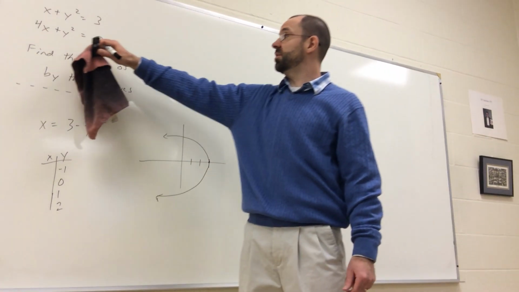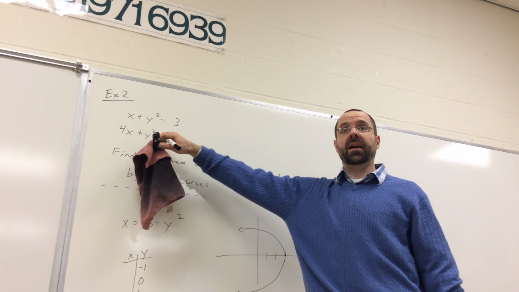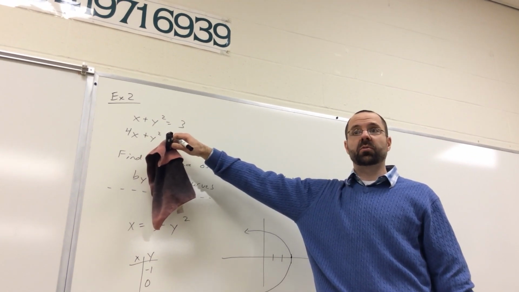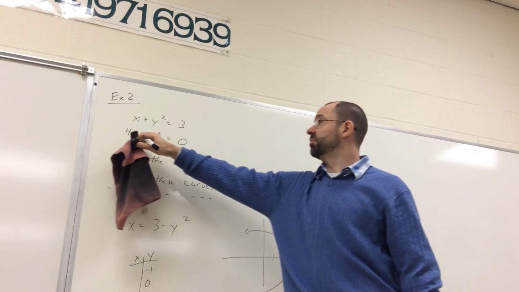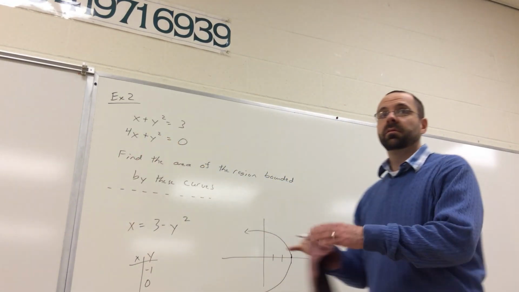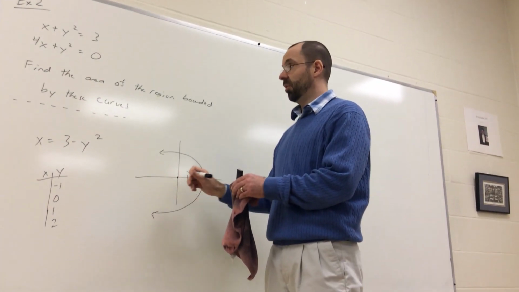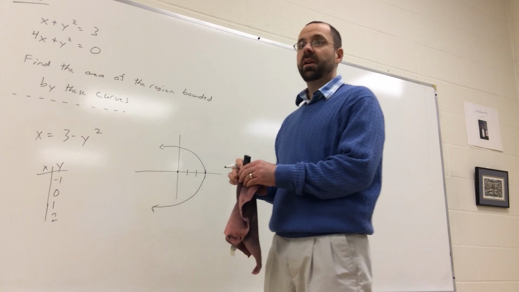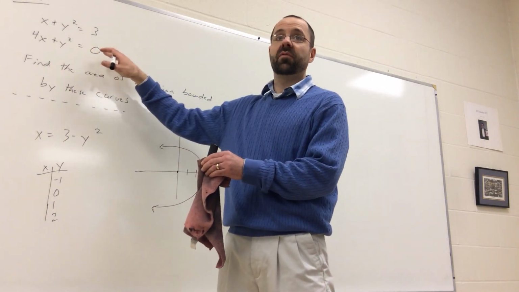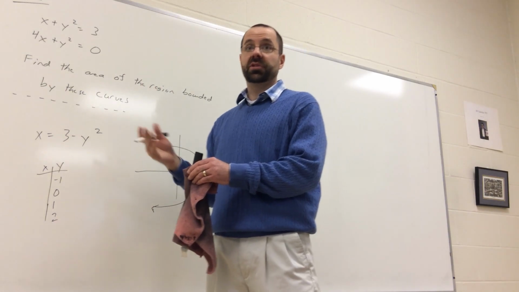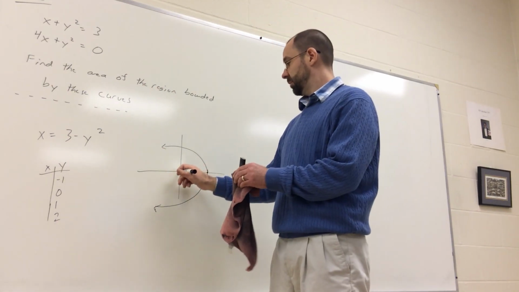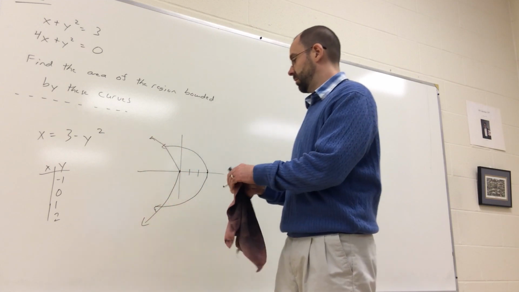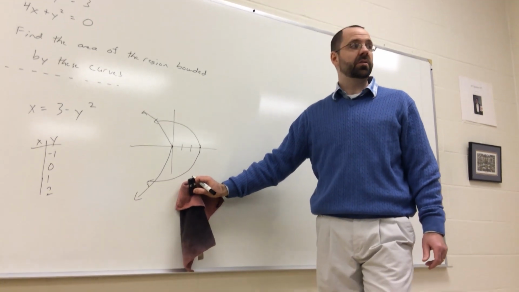For this one, this has a y squared as well, and it's also a parabola, sideways, because of the y squared. It goes through 0, 0, because 4 times 0 plus 0 squared is 0. And if you solve for x, the y squared would be negative, so it's a sideways parabola as well. That one is a little bit wider, though. So there's what we get.